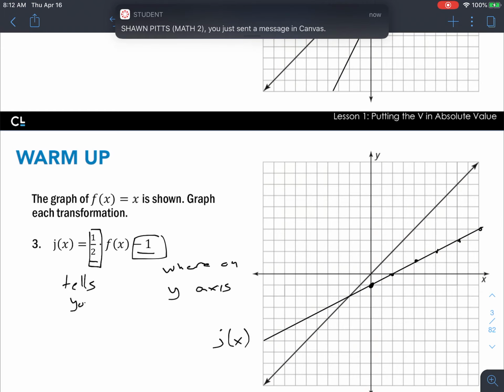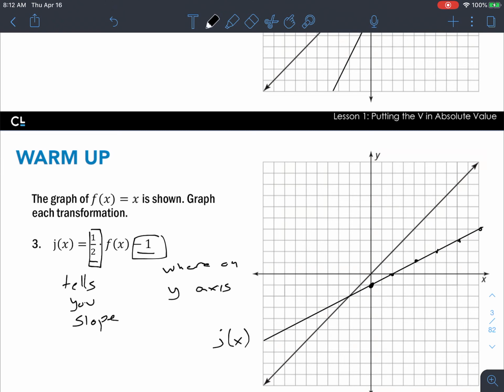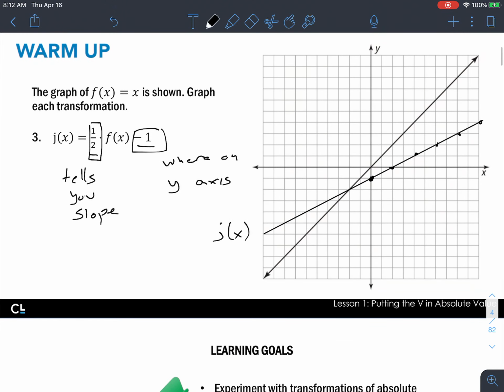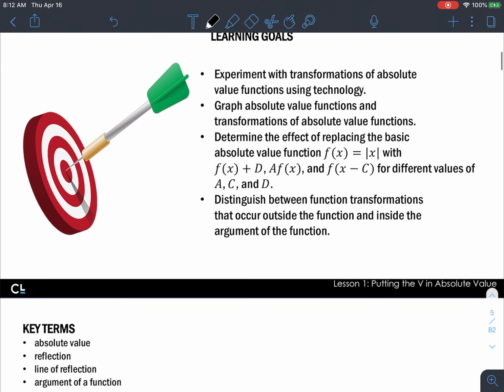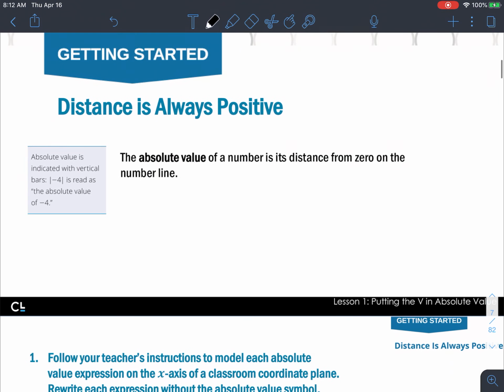Tells you slope. Okay, so the first part tells you what the slope is. The second number at the end tells you where it's going to be on the y-axis. We're not going to go over those because we don't typically do those. Let me just read if this is what we want to do.